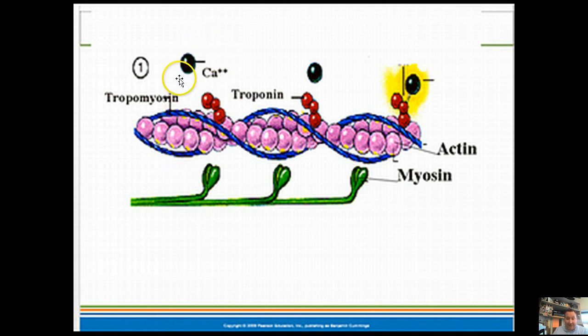What releases the calcium? The sarcoplasmic reticulum. So the sarcoplasmic reticulum is going to release this actual calcium itself. In order for this calcium to be released, you have to have a neurotransmitter, or you have to have a neuron, and a neuron is going to fire its neurotransmitter onto the surface of the sarcolemma.